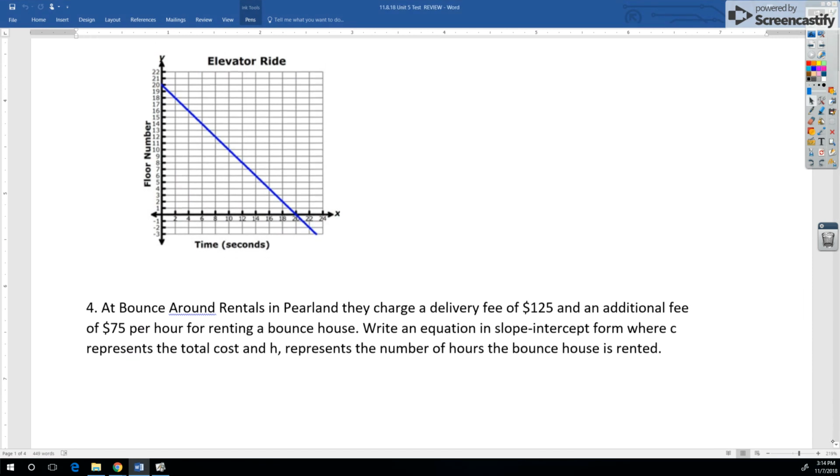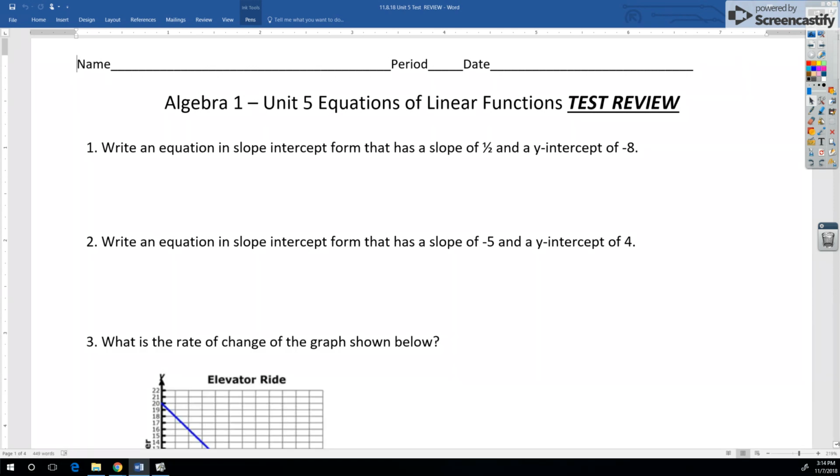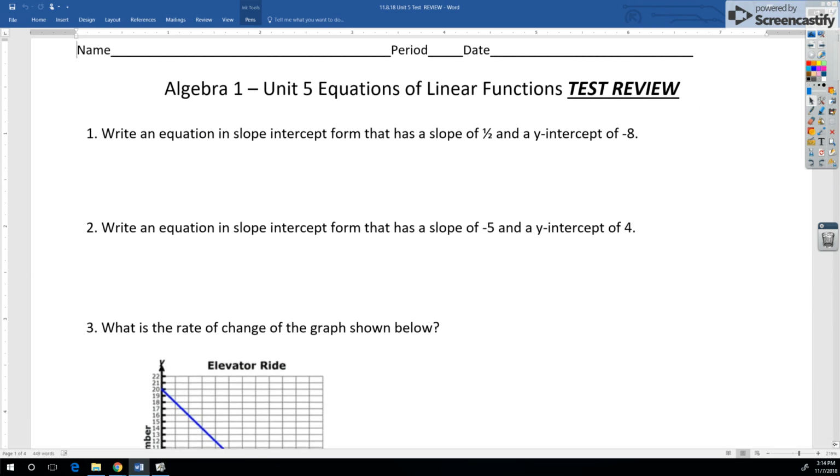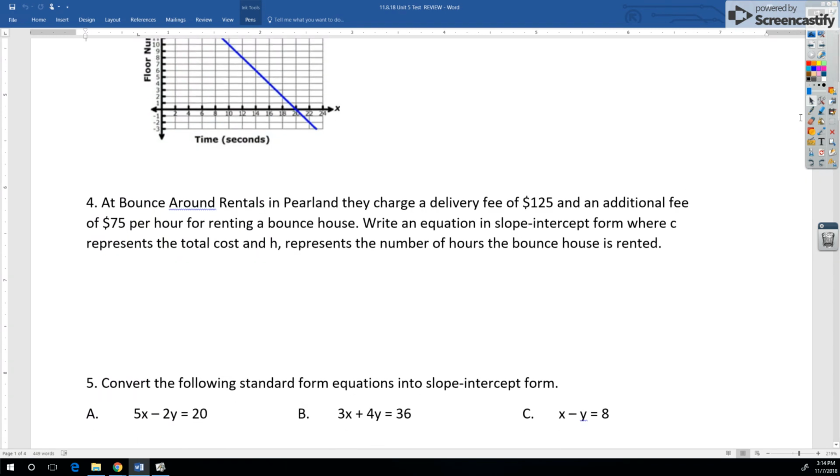Okay, at Bounce Around Rentals in Pearland, they charge a delivery fee of $125, an additional fee of $75 per hour for renting a bounce house. Write an equation in slope-intercept form where C represents the total cost and H represents the number of hours.